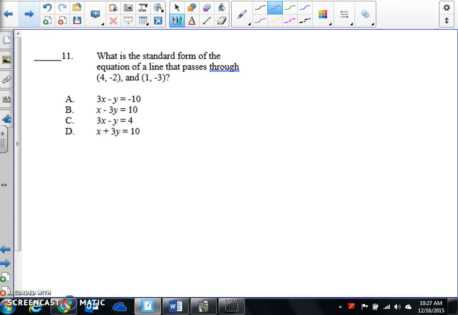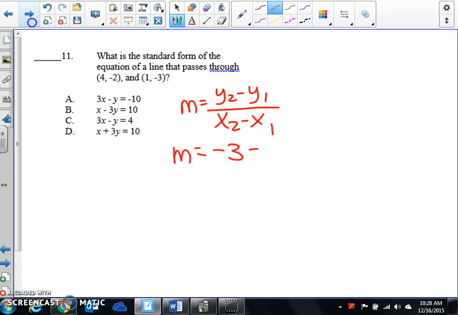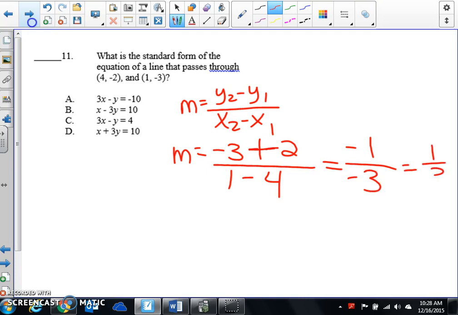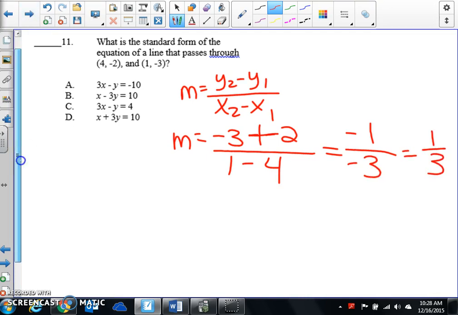All right, what is the standard form of the equation? Okay, so first of all, they gave us 2 points. So the first thing that we can do is find slope. y2 minus y1 over x2 minus x1. So m equals negative 3 minus a negative 2 all over 1 minus 4. So this is now a positive. Negative 3 plus 2 is negative 1. 1 minus 4 is negative 3. 2 negatives is a positive. So my slope is 1/3.